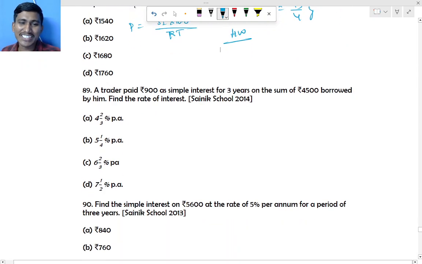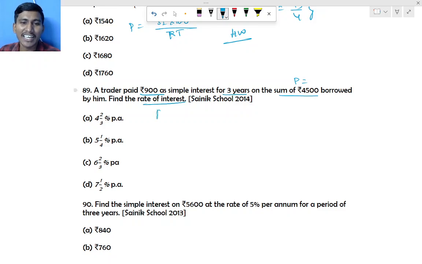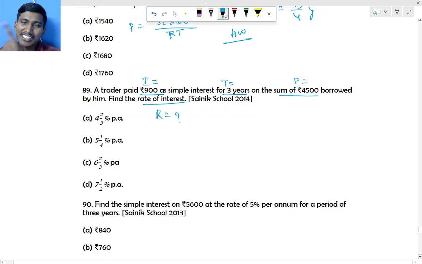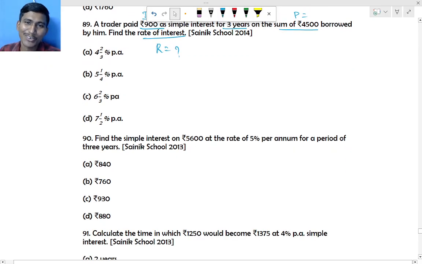Okay, so next 89 question. A trader paid 900 as simple interest for 3 years for a sum of principal that is borrowed. Find the rate of interest. R we have to find. Same question. 900 is the interest for 3 years. Interest is given, time is given, principal is given, rate of interest you have to find. Homework.